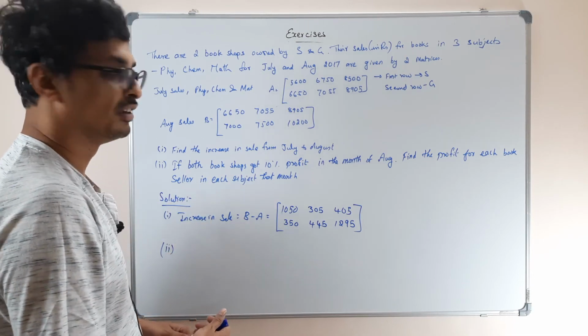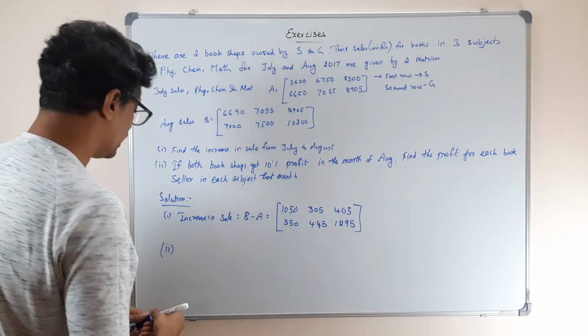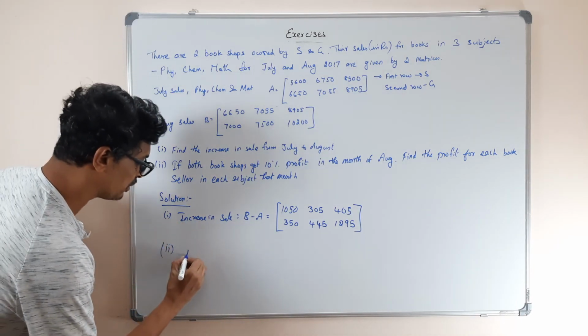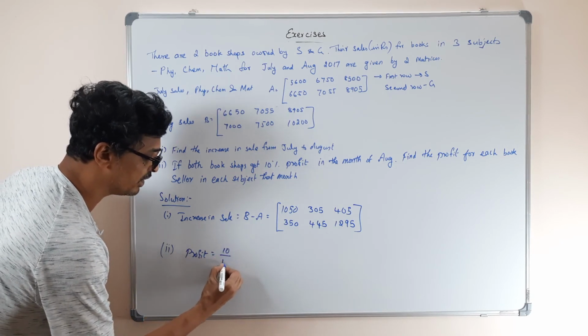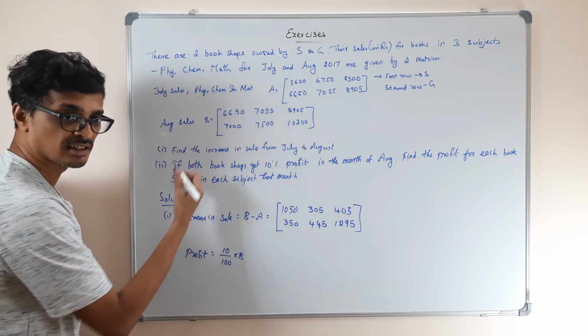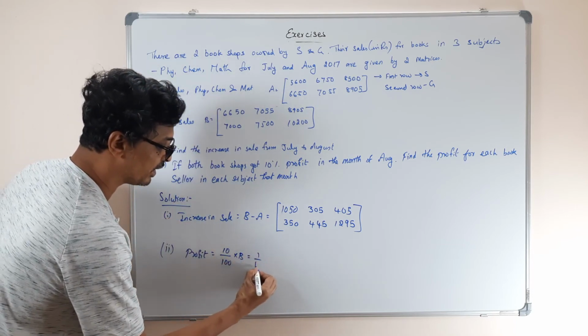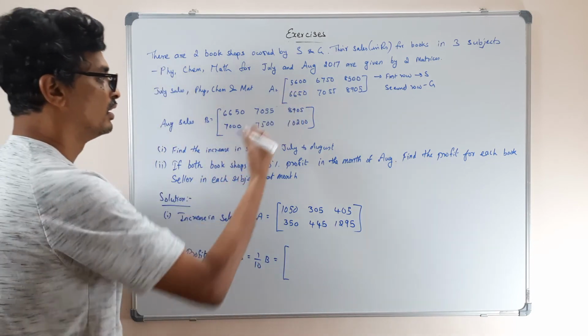How will you do it? Take 10% of all these things. So profit equals 10% is 10 by 100 times which matrix? B, am I right? Because August. So 10 by 100 is 1 by 10 times B. Tell me what it will be. 1 by 10 times B?